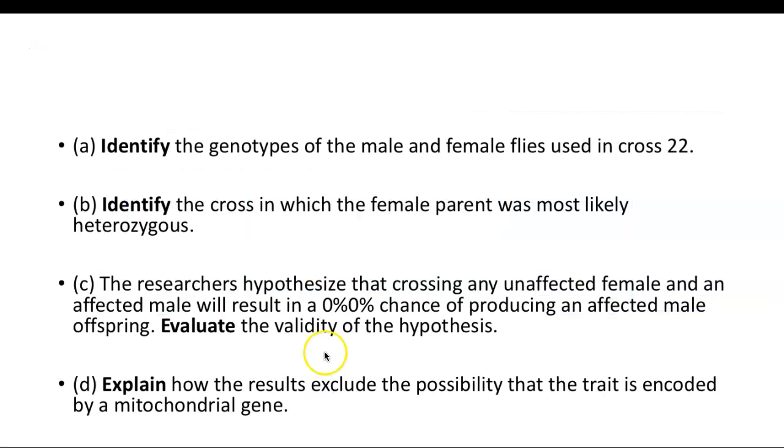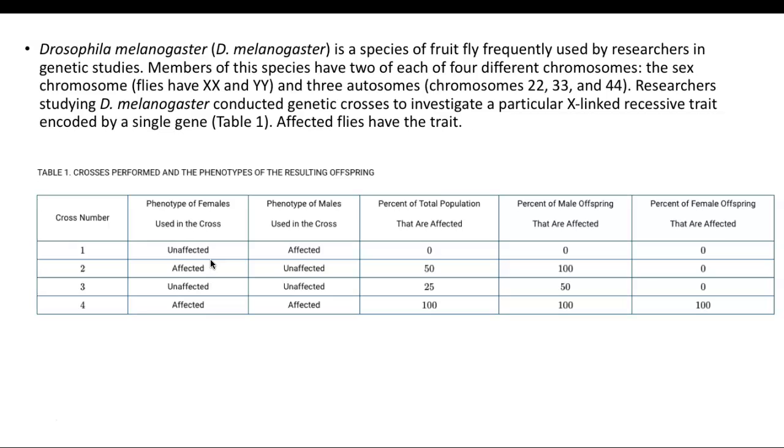Sorry, I totally butchered that question. All right, identify the cross in which the female parent was most likely heterozygous. So if the female parent is heterozygous for a recessive X-linked trait, it's either cross 1 or cross 3. So which one would she be heterozygous in, cross 1 or cross 3?